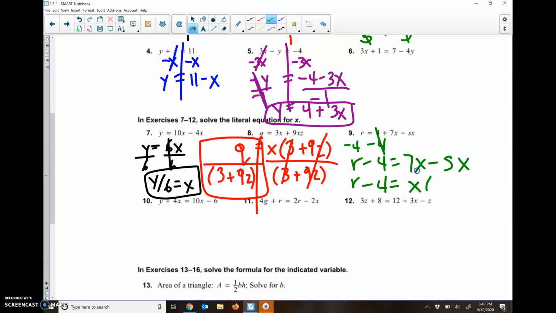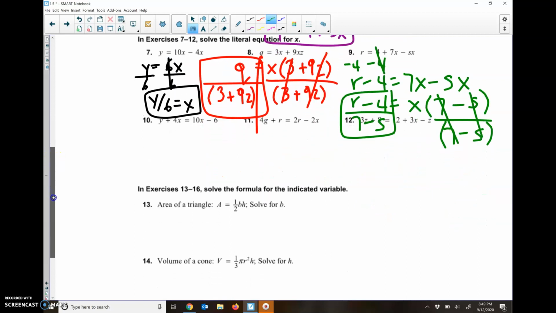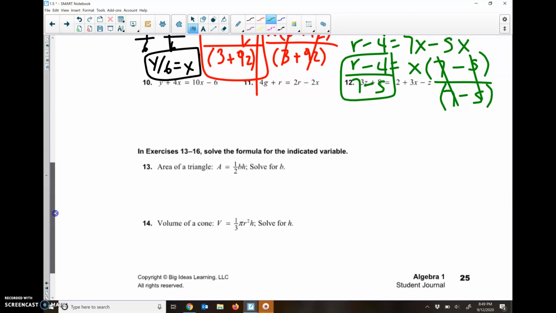So I pull out an x from there. If I pull out an x from 7x, I'm just left with 7. If I pull out an x from sx, I'm just left with s. And now this says x times 7 minus s. So I'm going to divide by 7 minus s, and that's going to be my answer: r minus 4 divided by 7 minus s. So it gets a little trickier once you're undistributing. Otherwise, it's pretty much the same thing, just that undistributing step you've got to worry about.